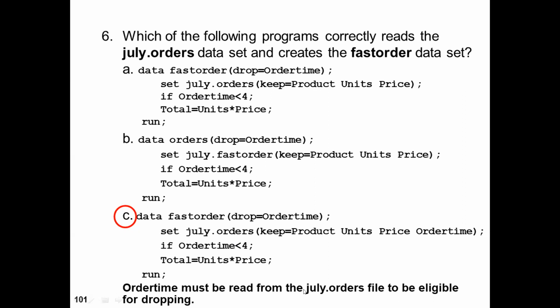So order time must be read from the July.orders file to be eligible for dropping. Once it is selected, then only can you drop it in the output. If you have not selected it here itself, how will you drop it, and how will you get it in the subsetted output data? Correct. So you'll get the same message as you had earlier with country when you write if order time less than 4. So we need to understand very carefully. It's all about logic and syntax. It will come only when you gain that much confidence in the program.